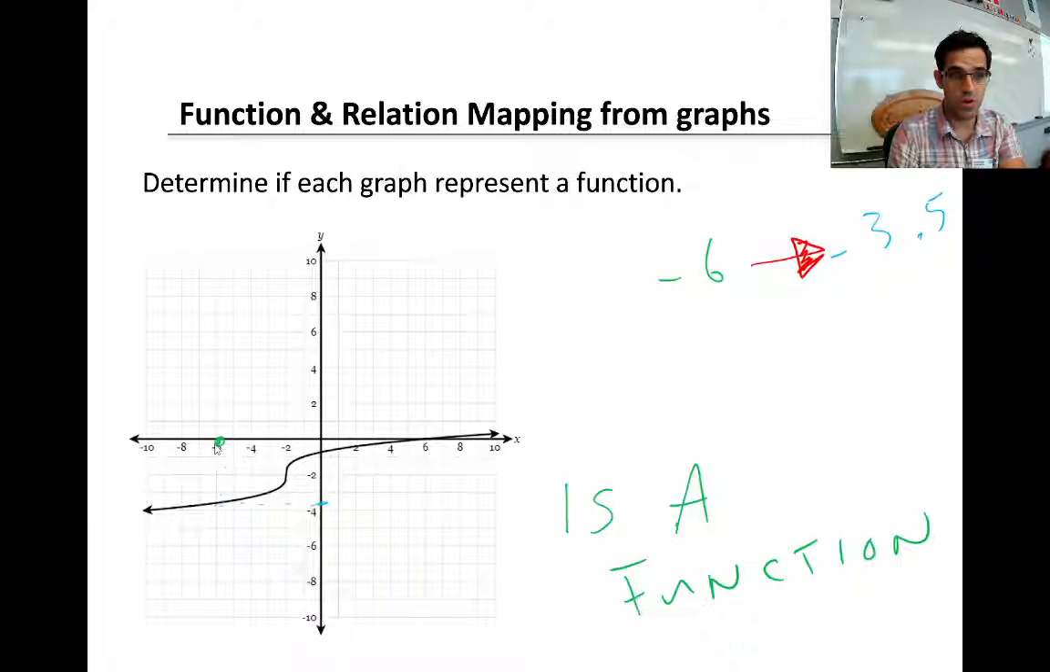For -6, there's no other output I can get. I have to go down to this point and then go right from here. In fact, for any x value, there's only one way. If you go vertically up or down, I'm only ever going to hit the curve once.